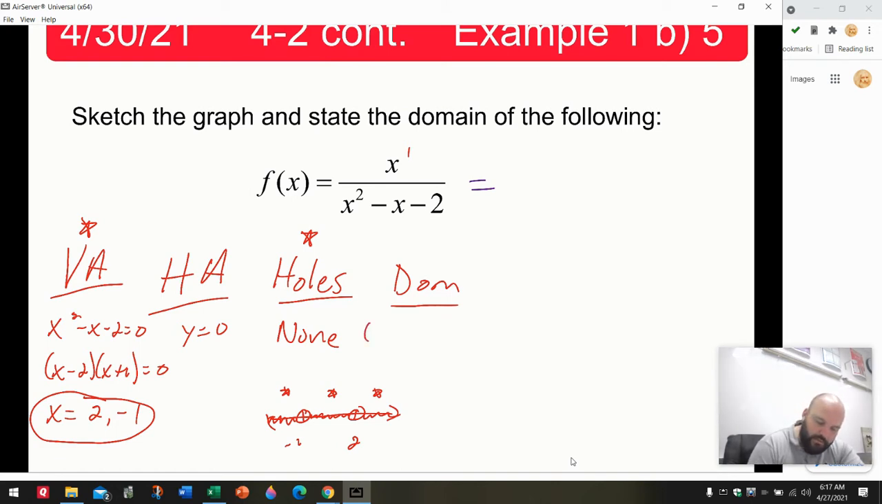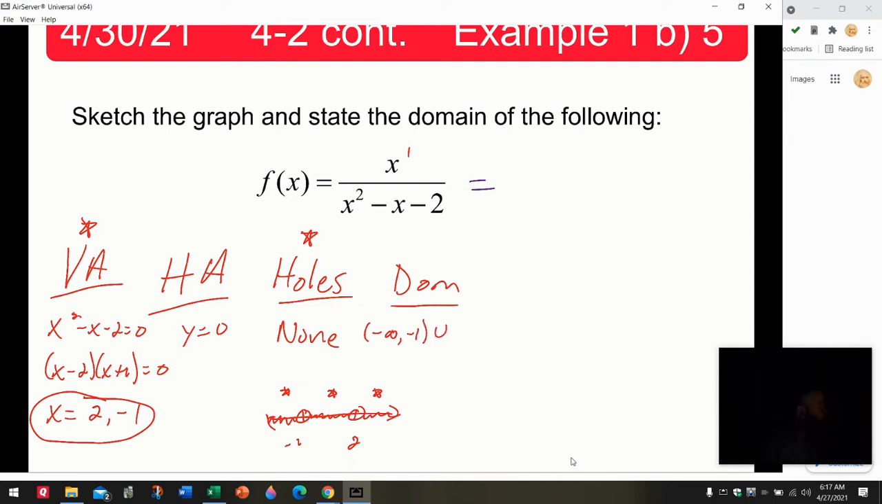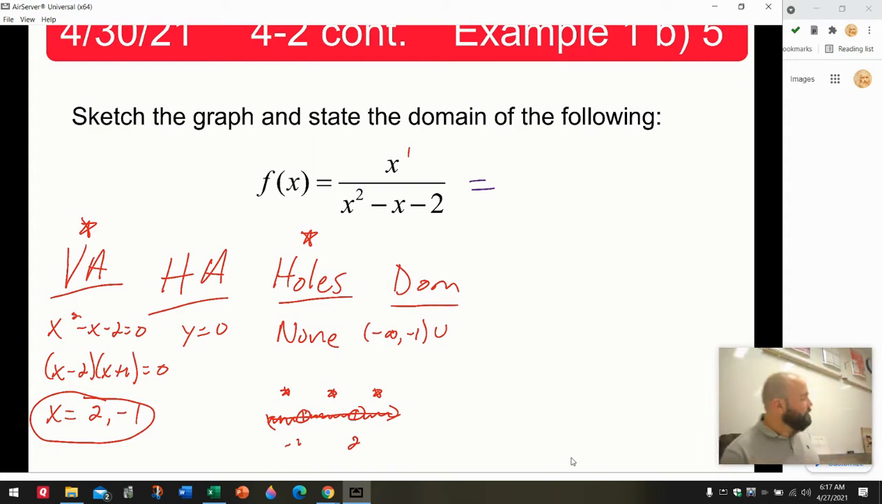So that first area would be negative infinity to negative 1, and then it would be union negative 1 to 2, and then union 2 to infinity, like that. So now that you have those three listed, we can begin to graph this.